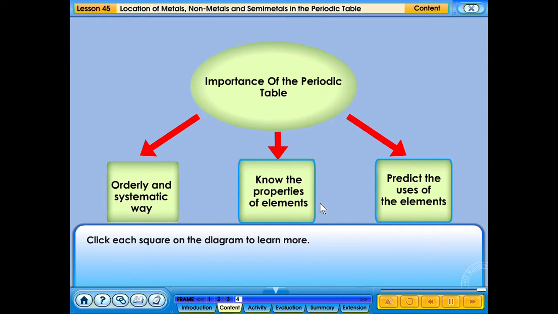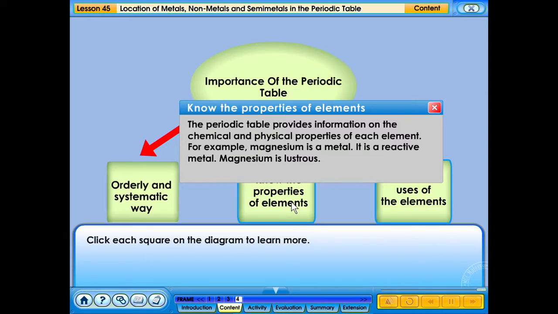The periodic table provides information on the chemical and physical properties of each element. For example, magnesium is a metal. It is a reactive metal. Magnesium is lustrous.